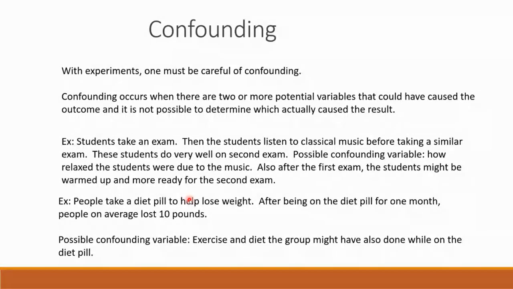Or another one might be people take a diet pill to help them lose weight, and after being on the pill for a month, they report that they lost 10 pounds on average. But what possible confounding variables? Well, they could have changed their diet during that month, right? That's something you would have to account for. They could have exercised, right? Those are confounding variables, okay? So that's something you have to be careful about.